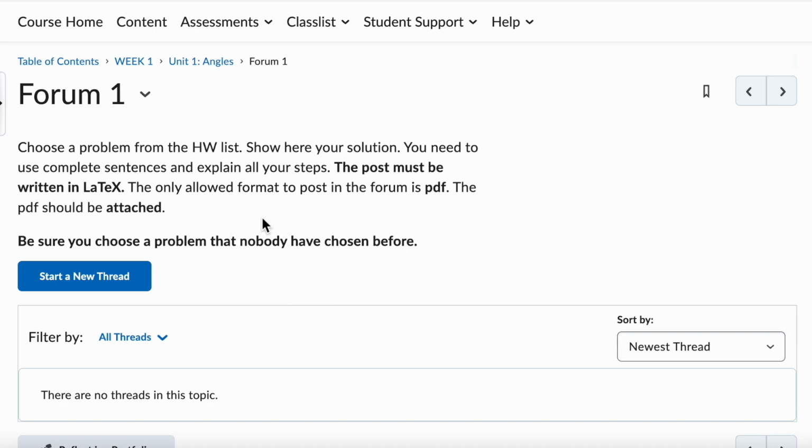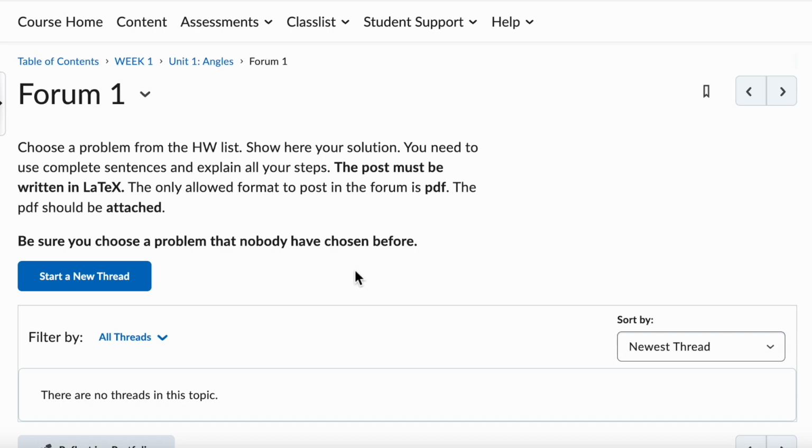The idea of this assignment is that you have to write how you solve a problem. You need to choose a problem from the homework list, whichever you like. Or maybe you can choose one that you don't like. That's up to you. You just have to choose one problem from the homework, and you have to be sure that nobody else has chosen this problem. So in particular, you need to read the forum before you post your problem there.